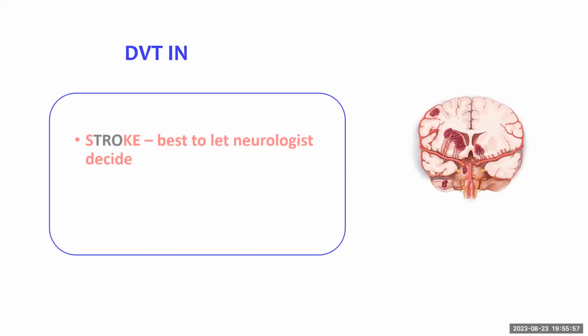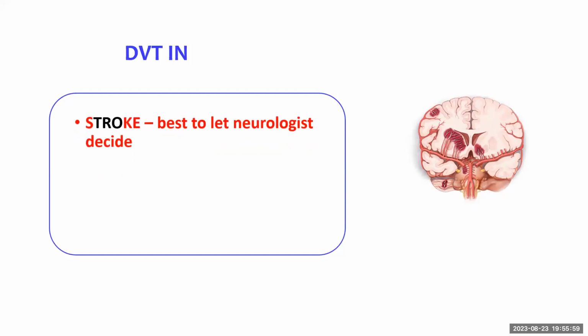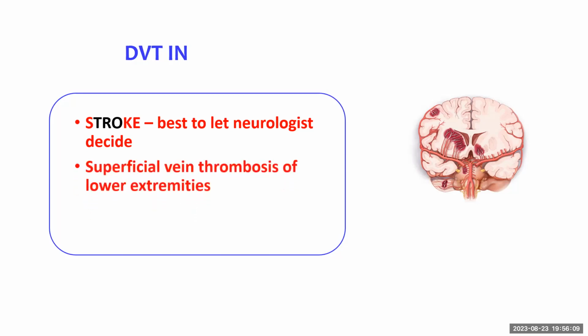Now coming to DVT in situations like stroke. Stroke has multiple causes, and there can be all kinds of stroke from minor to major. So it is best to let neurologists decide. It's a complicated scenario here. Superficial vein thrombosis of lower extremities and calf DVT have to be treated with therapeutic anticoagulation. There should be no controversy. Earlier literature used to say that these patients may not be anticoagulated, but they have to be anticoagulated.